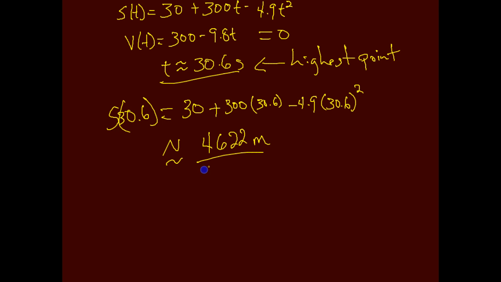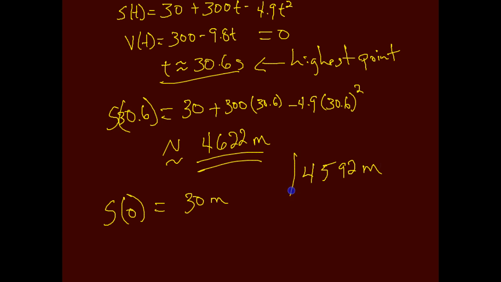Now, that is our position. Our question is, what is the distance traveled? Well, if we started at a position s of 0 equal to 30 meters, and we ended at a position of 4,622 meters, we can subtract these two to get 4,592 meters to get our distance.